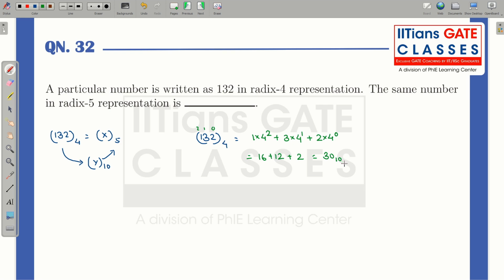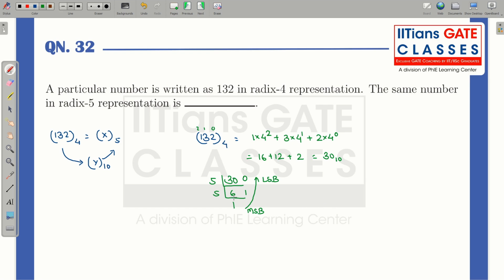Now we know the base 10 number; how do we convert it to any radix R? Simply by continuous division. So 30, if I continuously divide it by 5, 5 sixes are 30, so the remainder will be 0. You can see this quotient is still greater than 5, so once again we need to divide. 5 ones are 5, remainder will be 1. So this point will be your MSB and this will be your LSB.